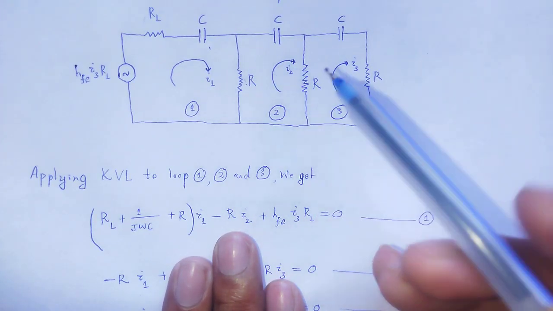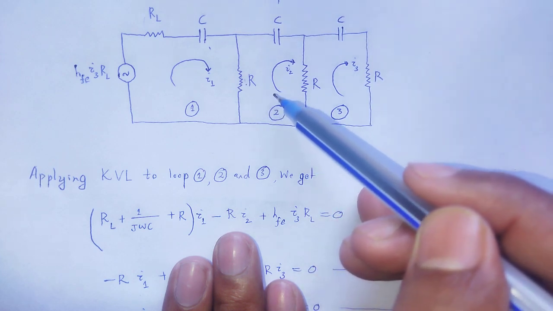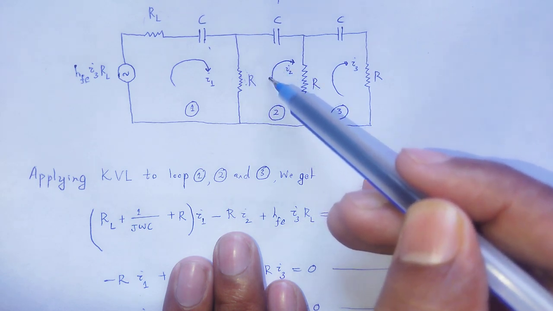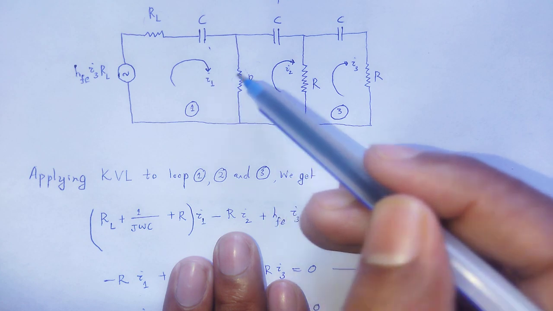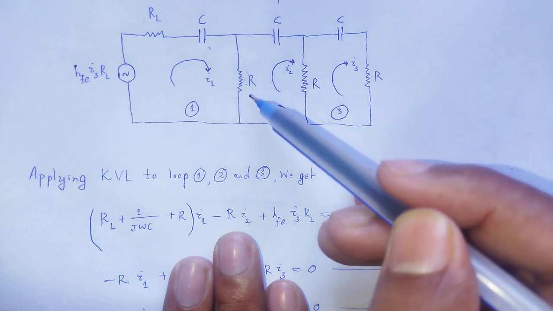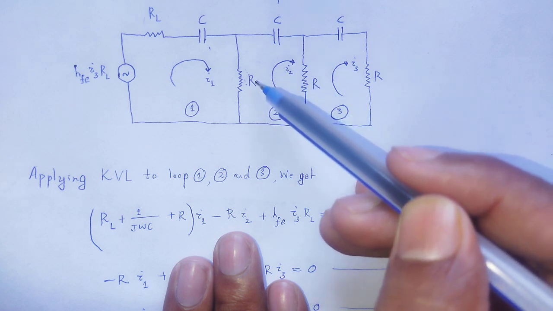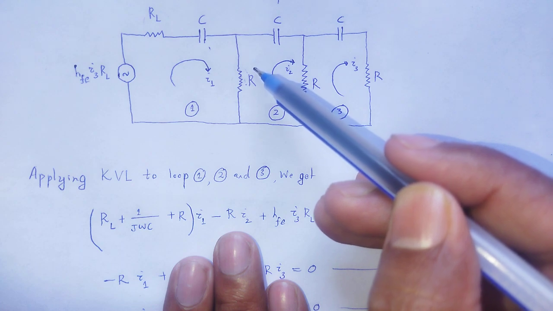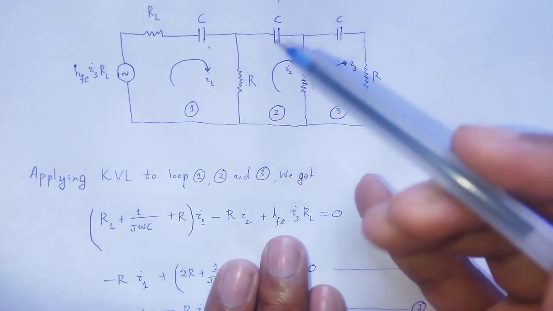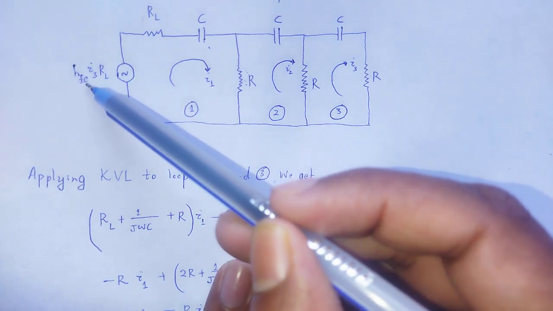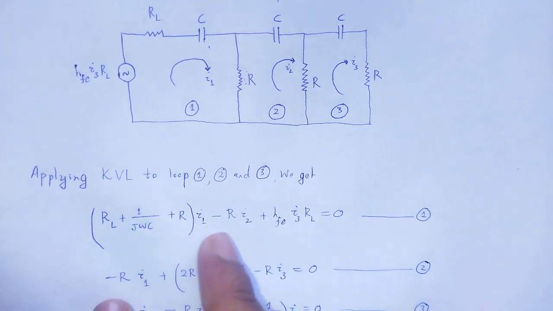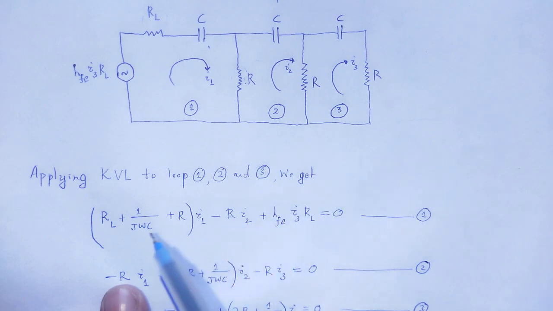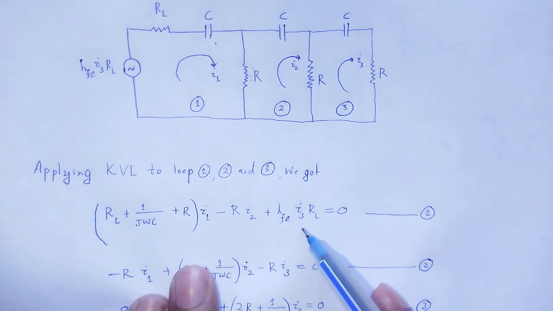Next, the current I2 flows across R, from the lower to the upper end, so it is taken as negative. Next, the I3 current appears as HFE I3 RL. In loop number 1 we use KVL, and the equation is written in terms of I1, I2 and I3.